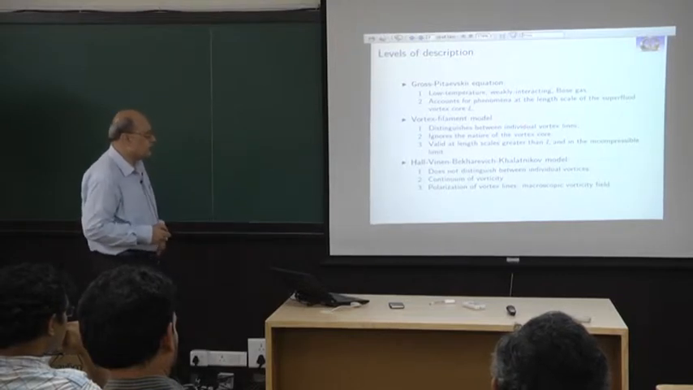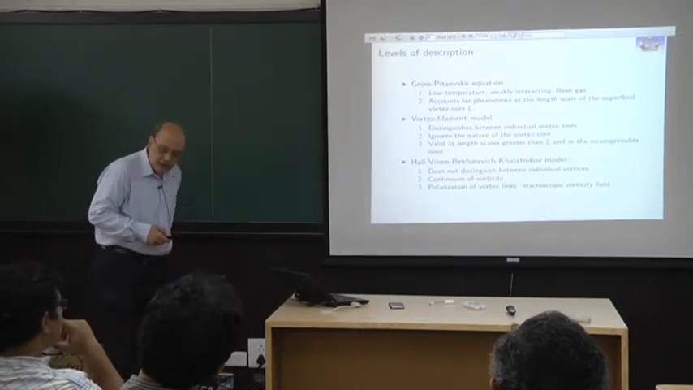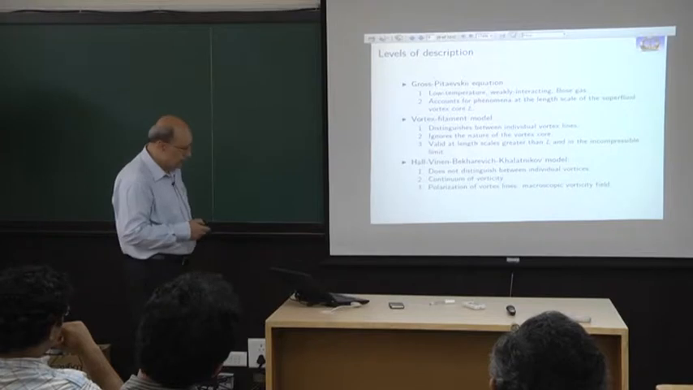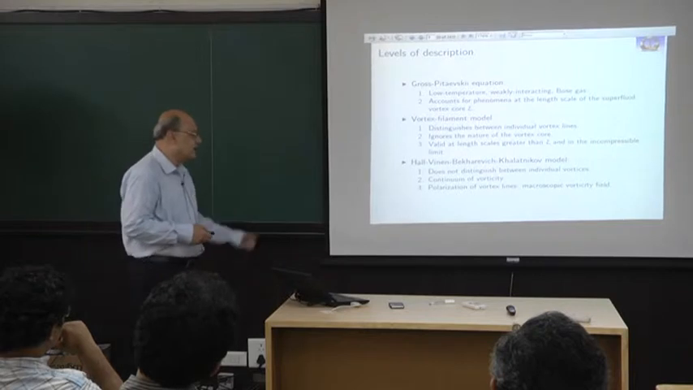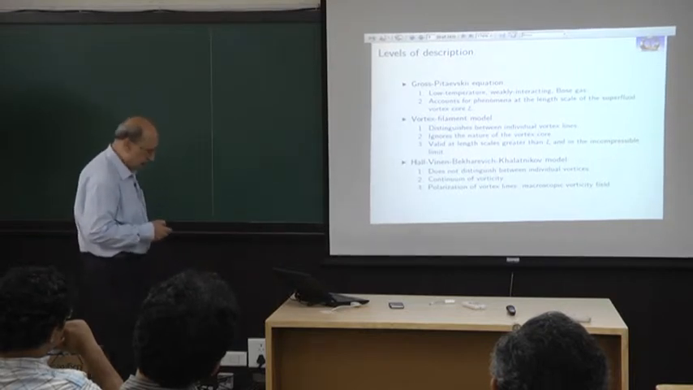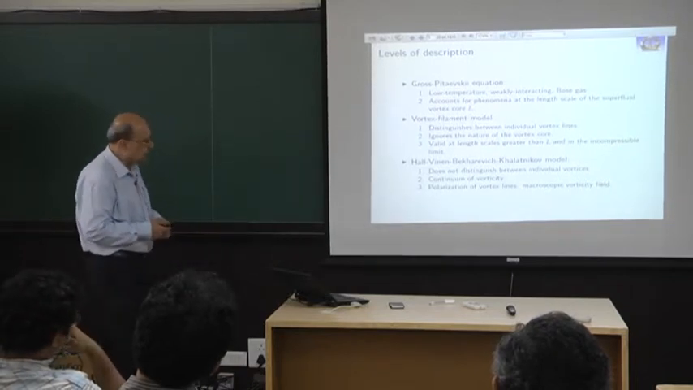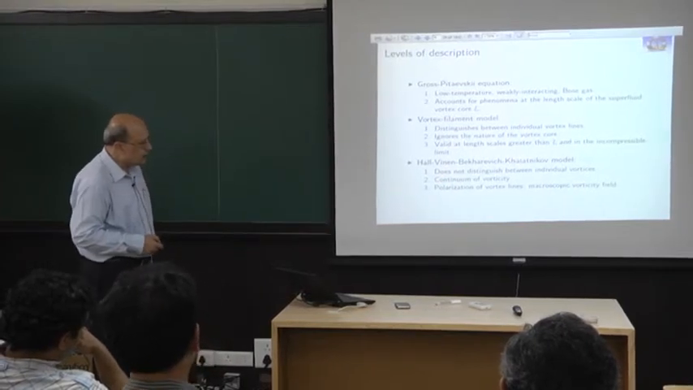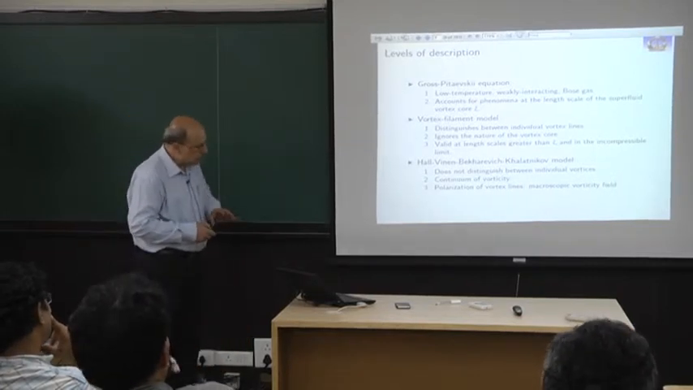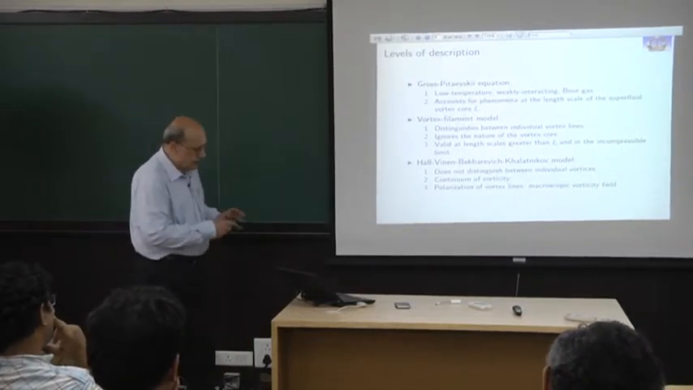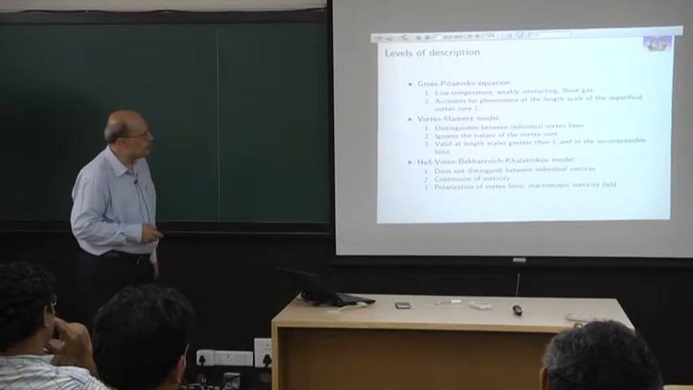Then there is a vortex filament model, which distinguishes between individual vortex lines. You saw some of this in Itamar's talk. It ignores the nature of the vortex core, and it is valid at length scales greater than this vortex core length. And if you become even more coarse-grained than that, there is the so-called two-fluid Hall-Vinen-Bekarevich-Khalatnikov model. This does not distinguish between individual vortices. You have a continuum vorticity field, and it does require certain special alignment. I will make that clear as I go along.